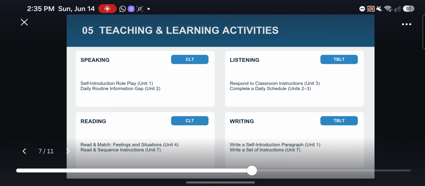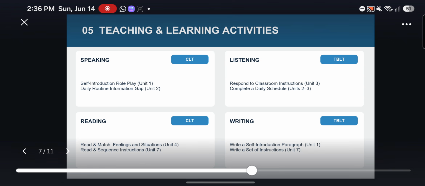For listening, students respond physically to classroom instruction. This is a TPR style CLT activity. They also listen to a passage and complete a blank schedule, which is a TBLT task with a clear outcome. For reading, students read short passages and match them to filling words, then discuss their own experiences. They also reorder mixed up steps in the instruction text.